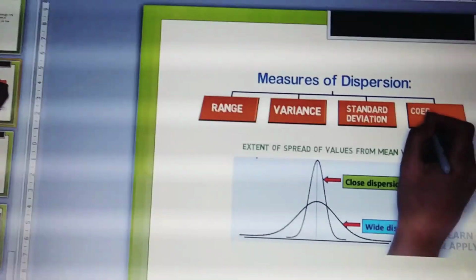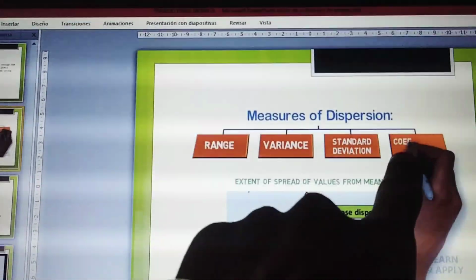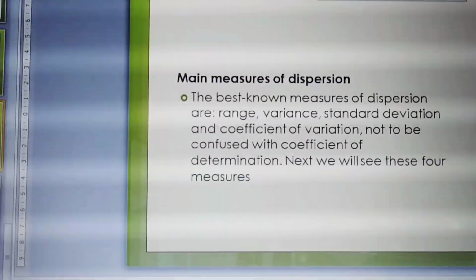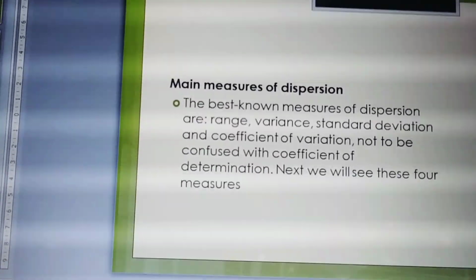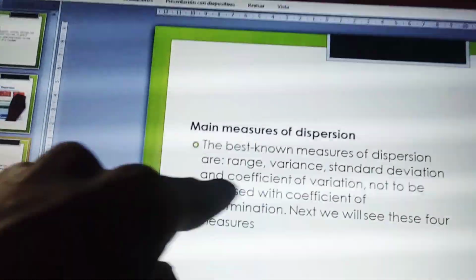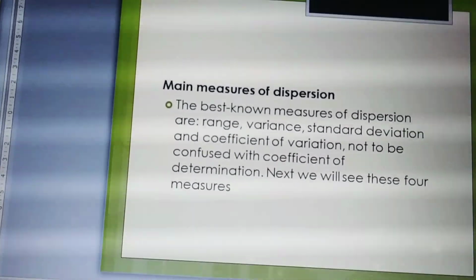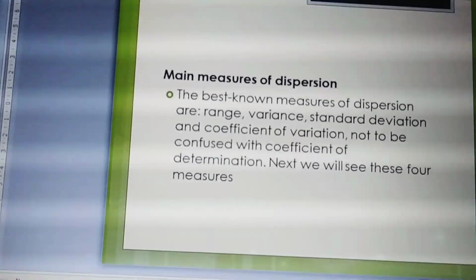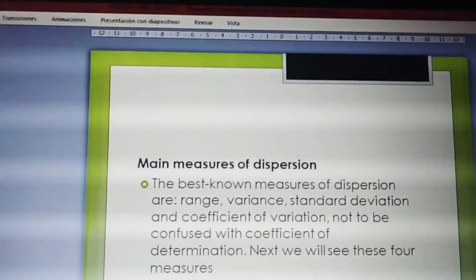The measures of dispersion are the range, the variance, the standard deviation and the coefficient of variation. These are the best known measures of dispersion. Not to be confused with the coefficient of determination. Next we will see data for the measures.